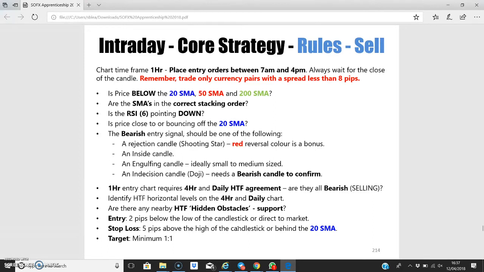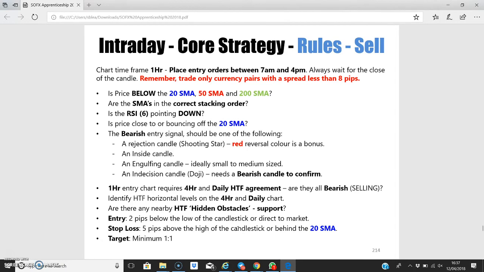Is price below the 20, 50 and 200 moving average? Are the moving averages in the correct stacking order? Is the RSI pointing down? Is price close to or bouncing off the 20 moving average?